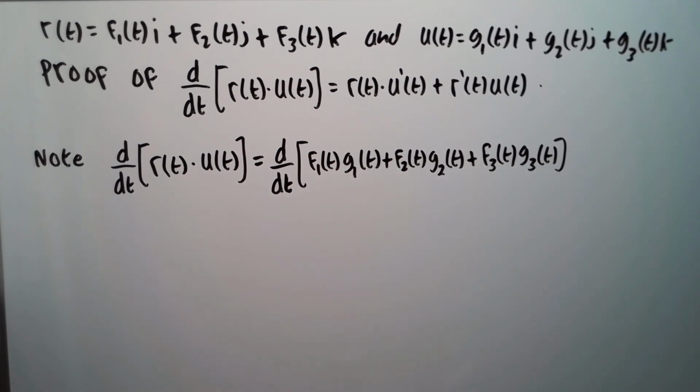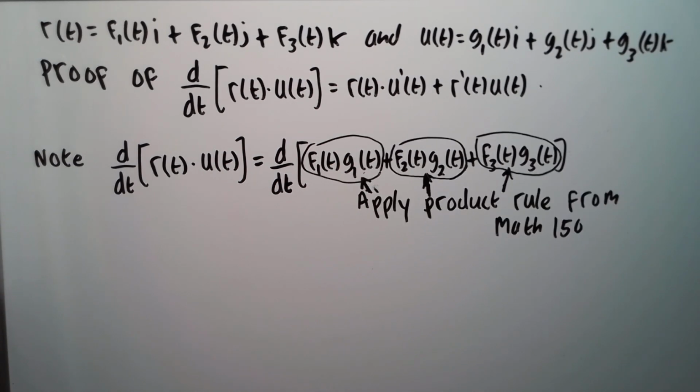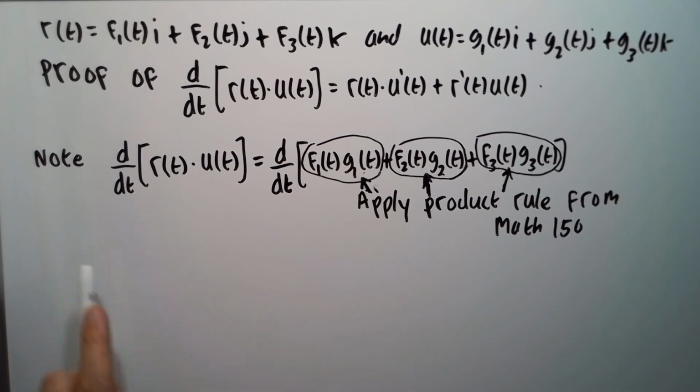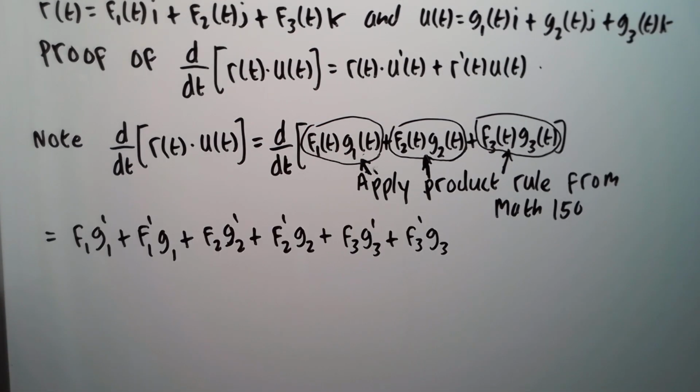Okay, so let me do that. Okay, so again, I'm going to apply the product rule from Math 150 right here. Math 150, if you haven't taken it at this school, is single variable calculus. So we're applying the single variable calculus product rule to this one, this one, and this one. Let me write the result down here. So applying the product rule, we get this.